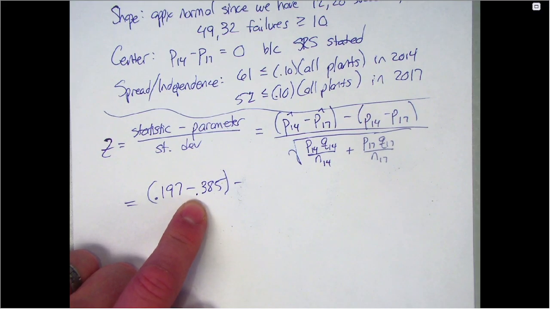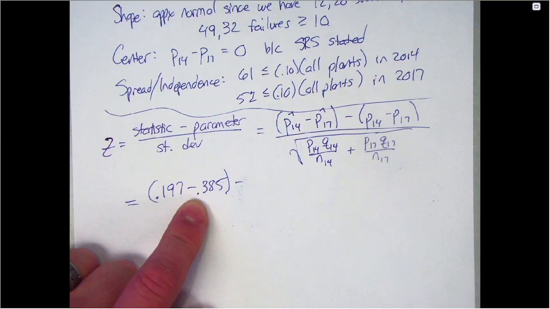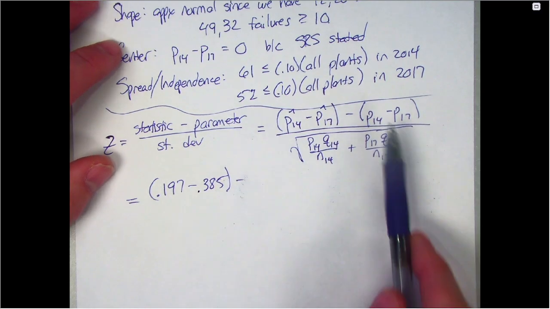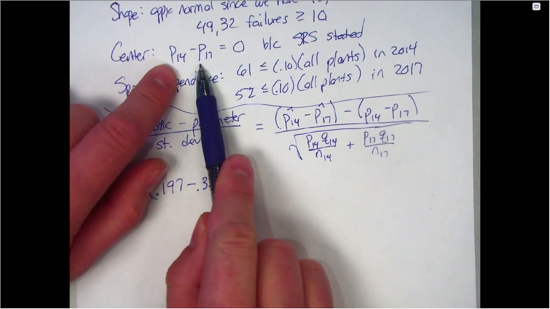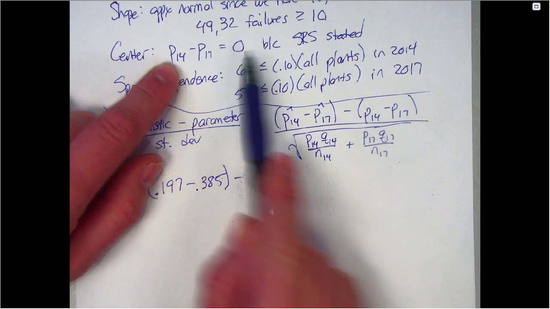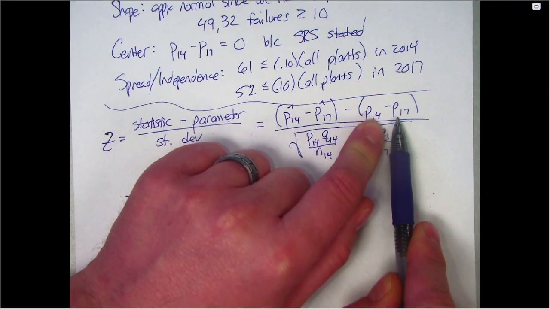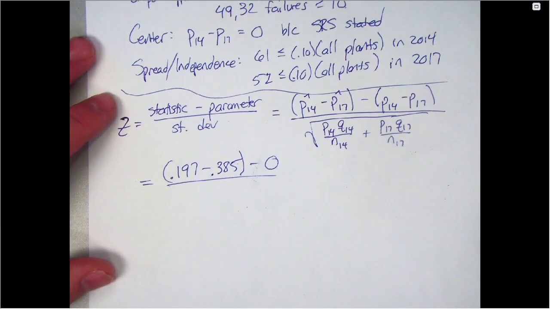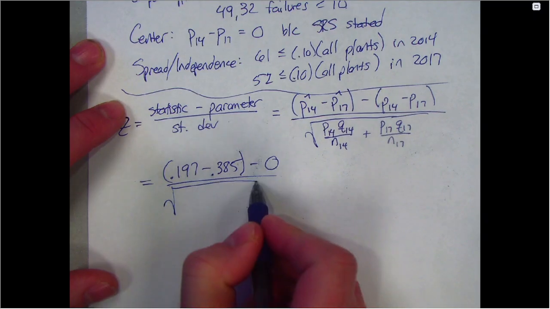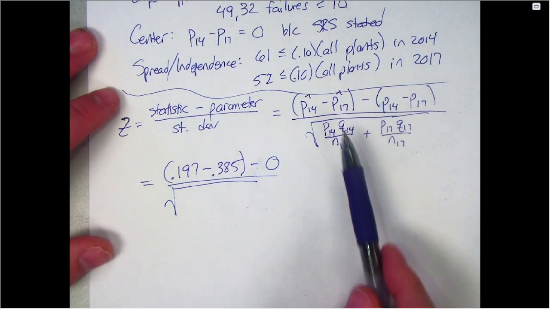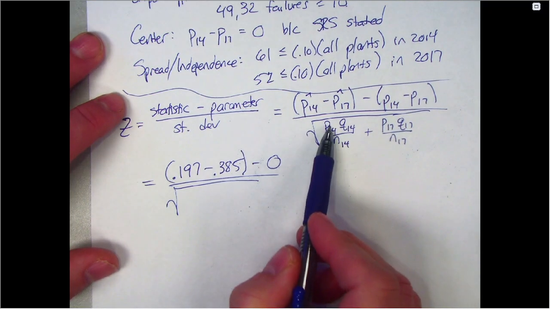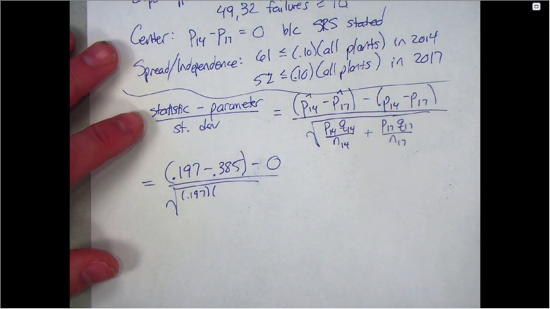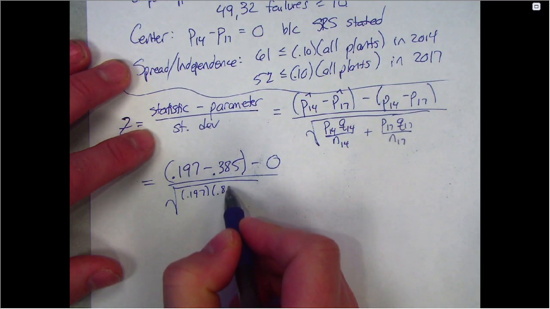And that is the difference in my samples. I want to know if that difference is enough to claim something actually happens, or is it still pretty close and I can't tell. Because I am the one that said P14 minus P17 equals 0, what am I going to get when I subtract them? I'm going to get 0. And then I put all that stuff in, so P14 is 0.197. What would the opposite be? 0.803.